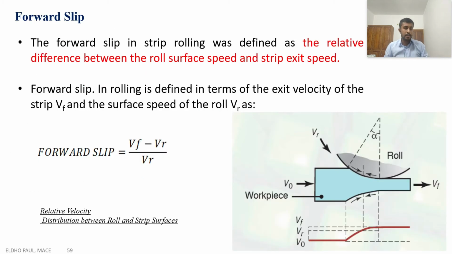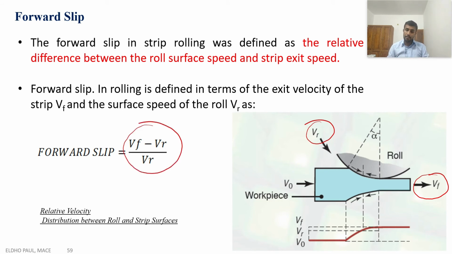So the forward slip in strip rolling is defined as the relative difference between the roll surface speed and the strip or workpiece exit speed. Forward slip in rolling is defined in terms of the exit velocity of the strip, Vf, and the surface velocity of the roller, Vr. Then we can say the forward slip is equal to (Vf minus Vr) divided by Vr. This is called the forward slip.